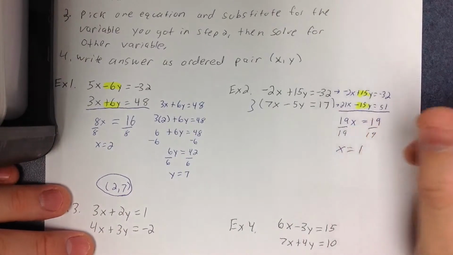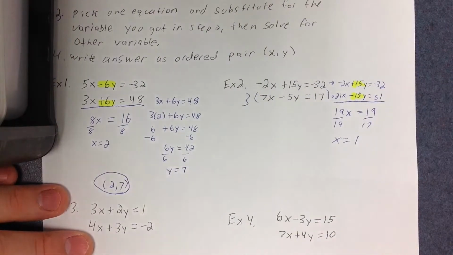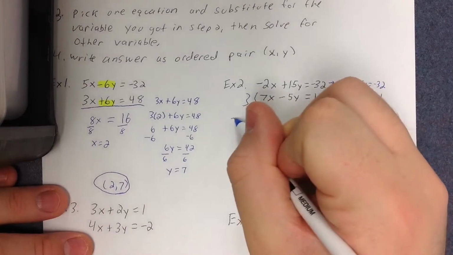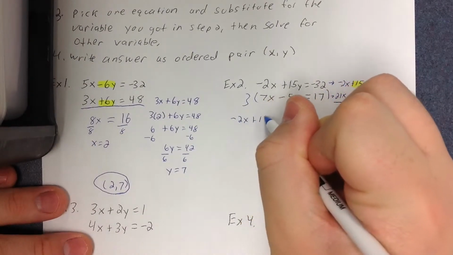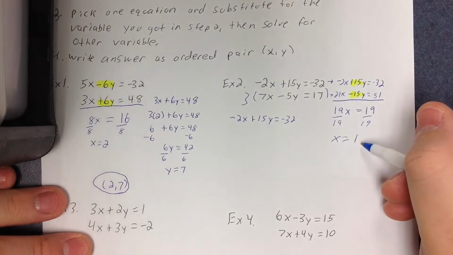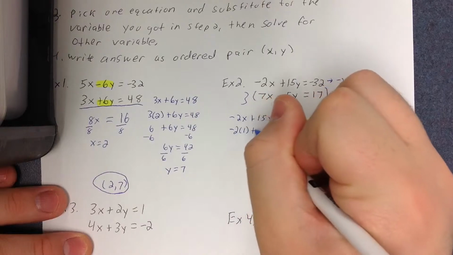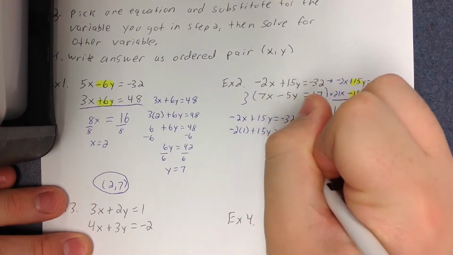Then again, pick whichever equation you want to use. You could use one of the originals or the new one. It doesn't matter. Since they all have a mixture of negative and positives, it doesn't really matter which one you pick. I'll just pick the top one this time. So negative 2x plus 15y equals negative 32. Now I know x is 1. So negative 2 times 1 plus 15y equals negative 32.